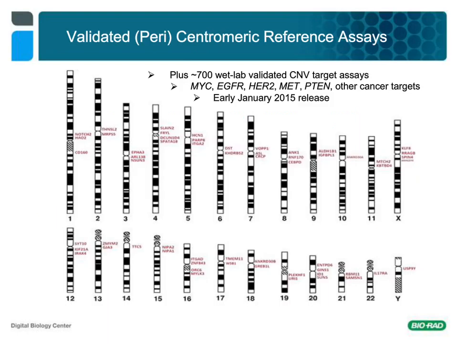To address this, we have wet lab validated about 60 common pericentromeric reference assays corresponding to each chromosome. Whatever your cancer type of interest is, you can find a validated reference assay for it.